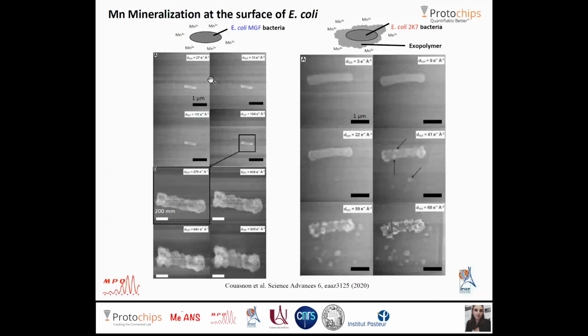But the two time series show, however, a difference in mineralization. For example, we see that for Escherichia coli MGF, the mineralization is forming homogeneously all over the bacterial surface, but we don't see any mineralization forming in the surrounding medium. On the contrary, for the example of Escherichia coli 2K7, we observe the formation of isolated spherical particles that are growing on the cell surface, but also here in the surrounding medium in the vicinity of the bacterial cell.